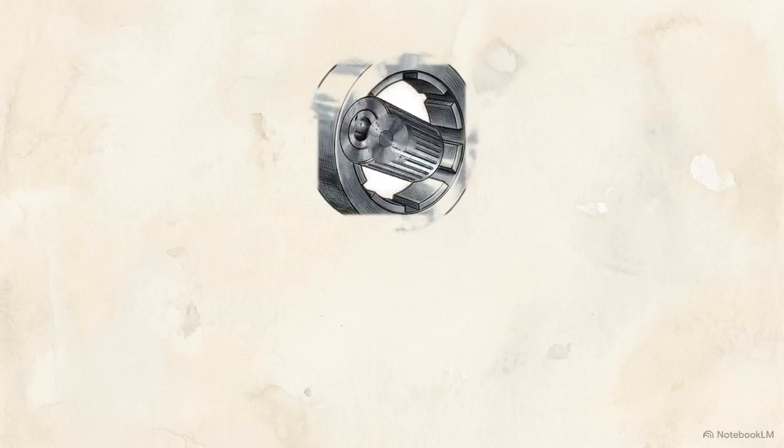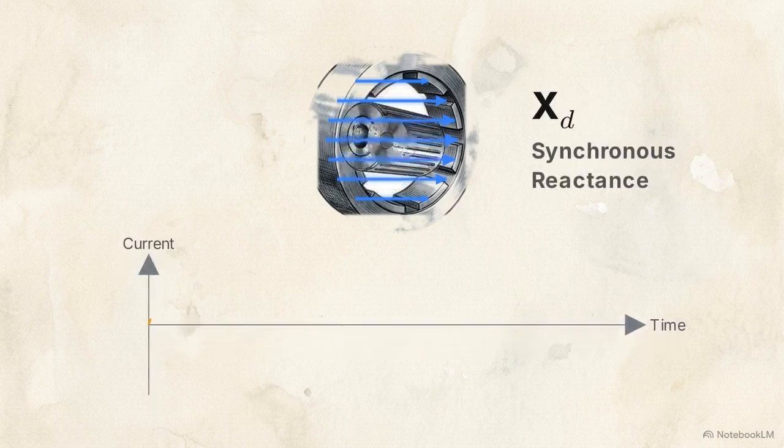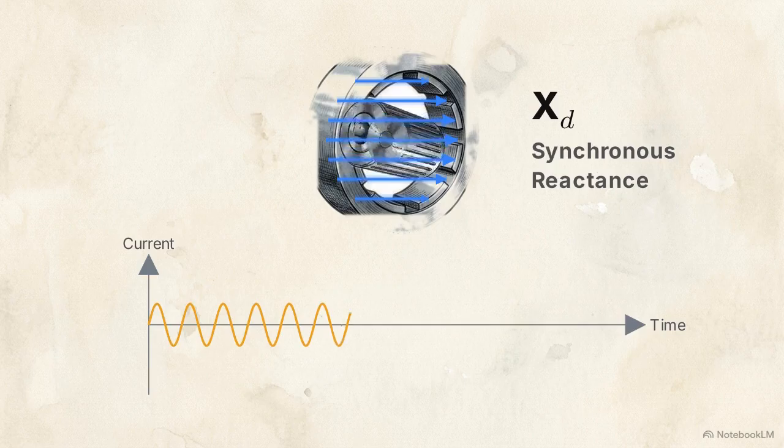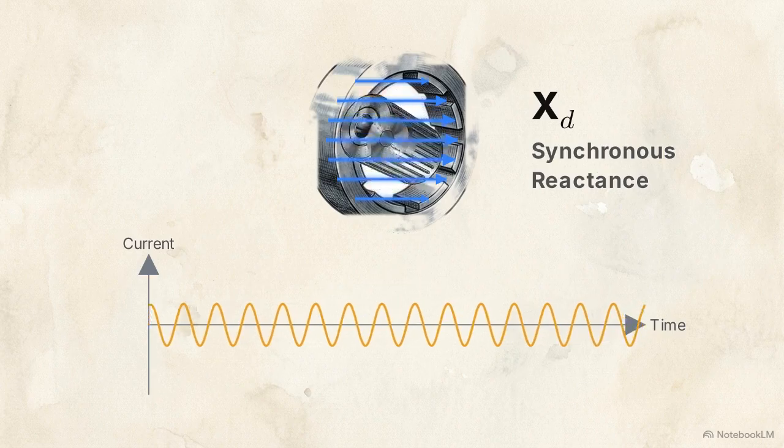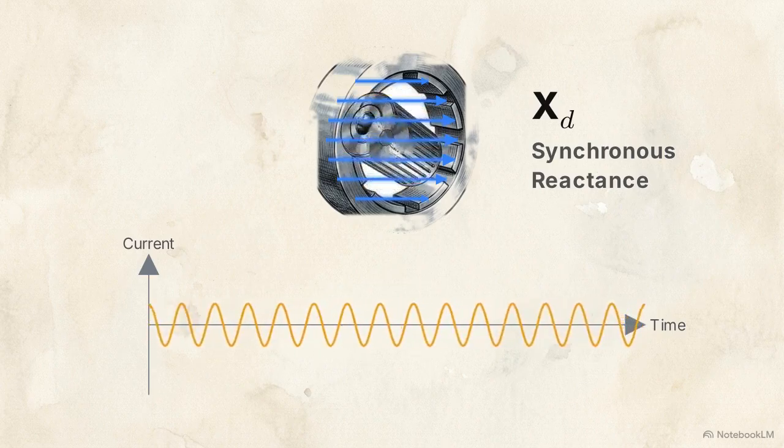Once the fault persists past 500 milliseconds, the induced currents in the main field winding completely decay. The stator flux now fully and freely penetrates the entire rotor core without dynamic opposition. This final, highest impedance state is the synchronous reactance, or XD. It is governed purely by steady-state armature reaction, resulting in a flat, constant sine wave.